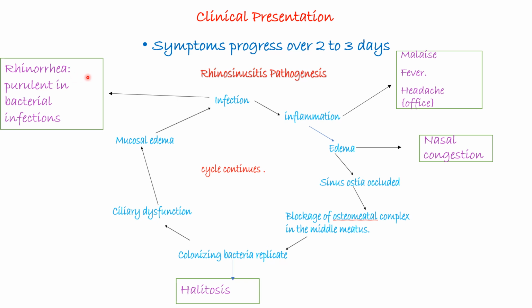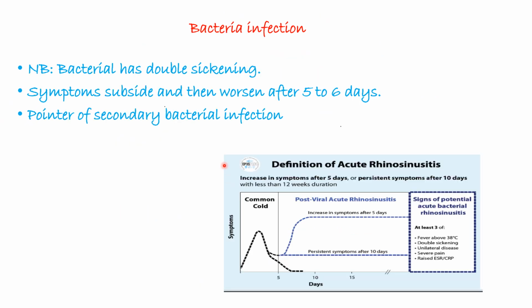So rhinorrhea, this is when you have a discharge in the nasal cavities, which could be purulent in bacterial infection. Kindly note, rhinorrhea will be absent where we have complete blockage of the osteomeatal complex in the middle sinuses, meaning you don't have flow of this purulent discharge from the sinuses to the nasal cavity.